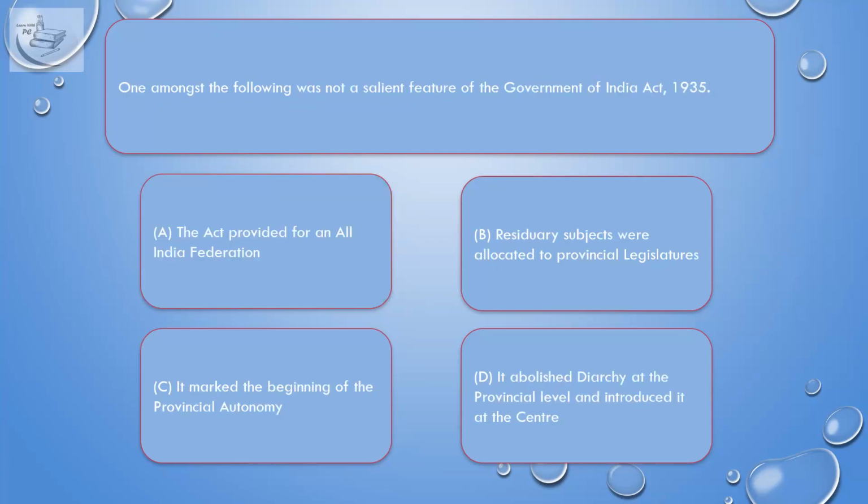Question: one amongst the following was not a salient feature of the Government of India Act, 1935. A. The Act provided for an All India Federation. B. Residuary subjects were allocated to provincial legislatures. C. It marked the beginning of the provincial autonomy. D. It abolished diarchy at the provincial level and introduced it at the centre. Correct answer is B. Residuary subjects were allocated to provincial legislatures.